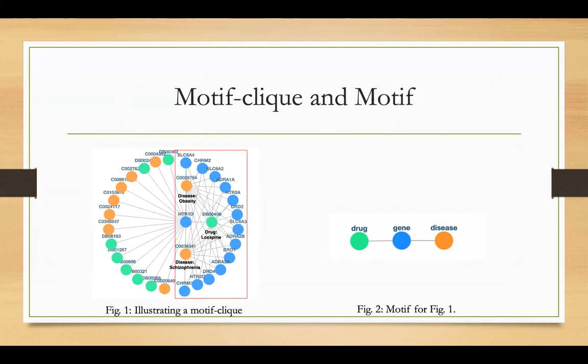A motif, which is also regarded as a higher-order connection pattern, reveals important information about a graph and has attracted a lot of attention in recent years. A motif-clique is essentially a complete subgraph of a graph G in terms of a motif. For example, in Figure 1, the subgraph S, enclosed by the red box, is a motif-clique for the motif shown in Figure 2. This motif is isomorphic to any subgraph of S that contains a drug, a gene, and a disease node.